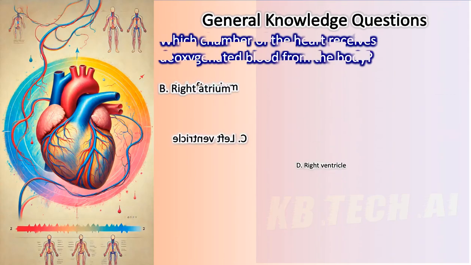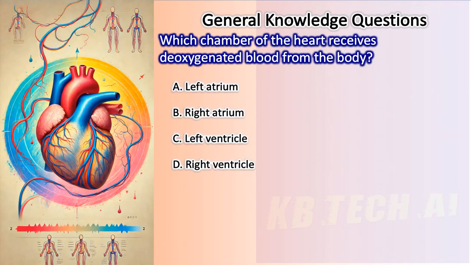Which chamber of the heart receives deoxygenated blood from the body? Option 1. Left atrium. Option 2. Right atrium. Option 3. Left ventricle. Option 4. Right ventricle.